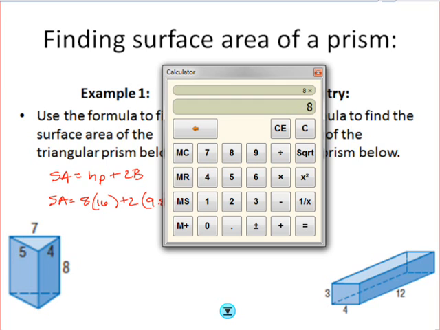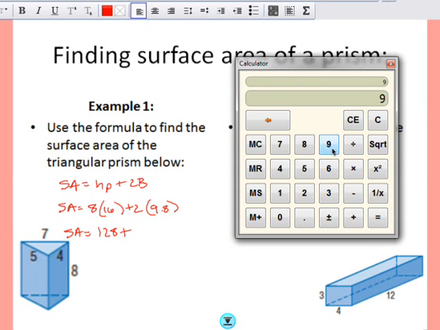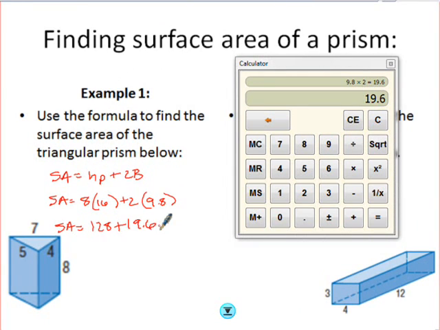8 times 16, so we get 128 plus, let's put that down, 128 plus, and I want to write down every step, because if I make a simple mistake, I'm showing my teacher that I know what I'm doing, and I'm giving myself an opportunity to earn partial credit if I mess up on something simple. So then 9.8 times 2 is 19.6. And let's add that to 128, and we get 147.6. Okay, easy enough.